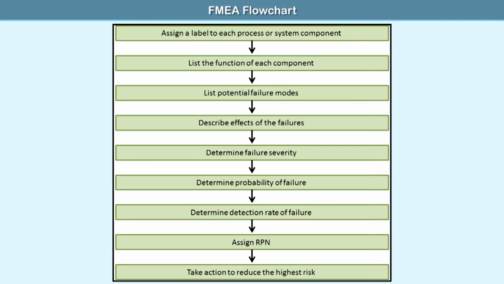Based on the current controls of the company, determine the likelihood that a failure would be detected. Rank them from 1 to 10, 1 being least likely to detect, 10 being most likely to detect.